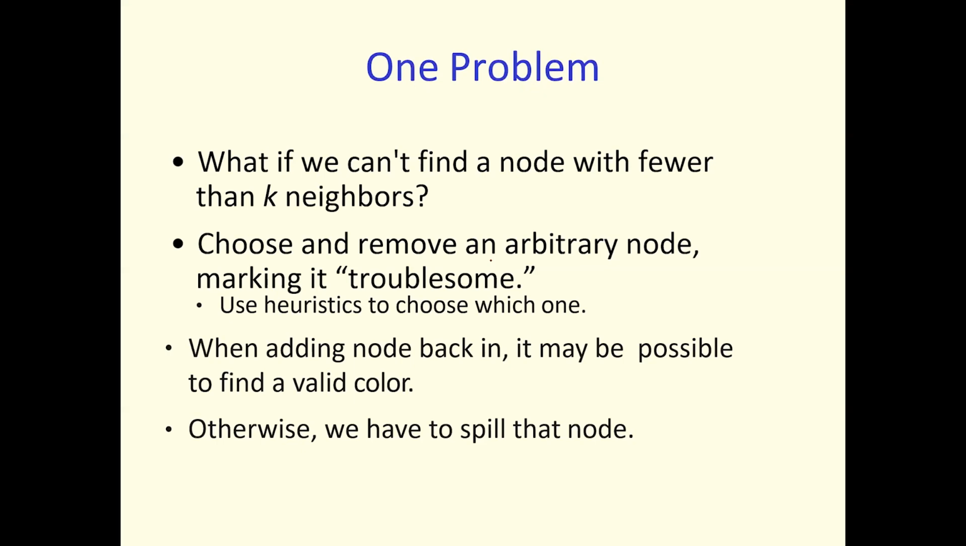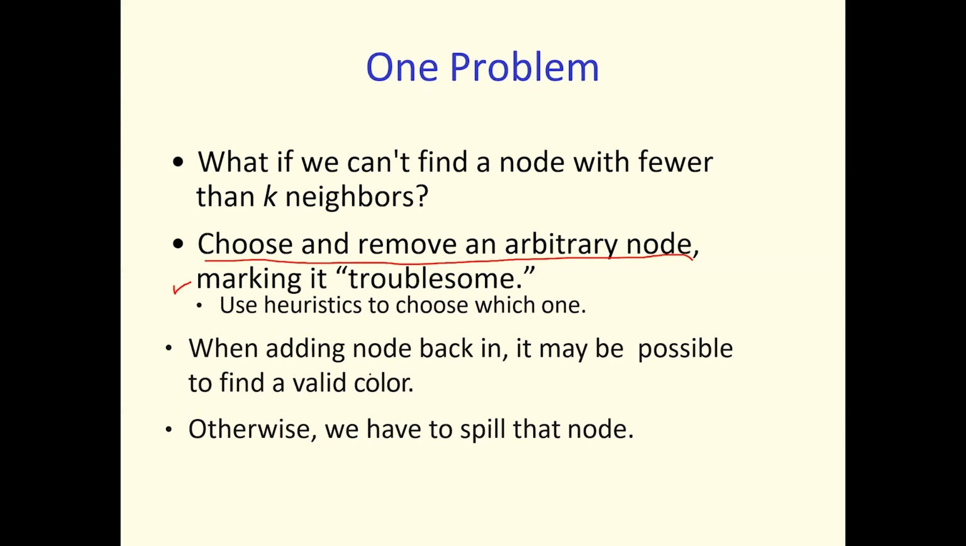But we are unlucky when we can't find a node with fewer than k neighbors. Then we have to choose and remove an arbitrary node. So this is a heuristic. At the same time, we will mark it, because it's not a regular node anymore. It is a node where we have to do something extra. Now, once again, just because it is troublesome, it might still be a case that at the end you are able to find a color for it.